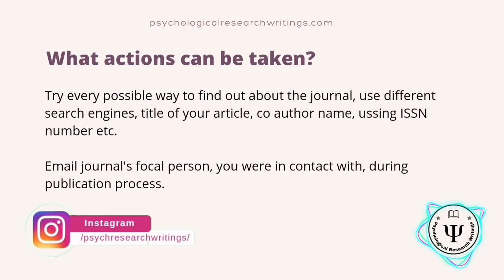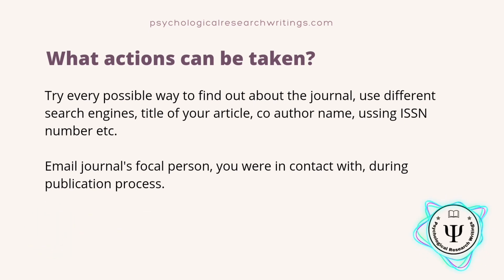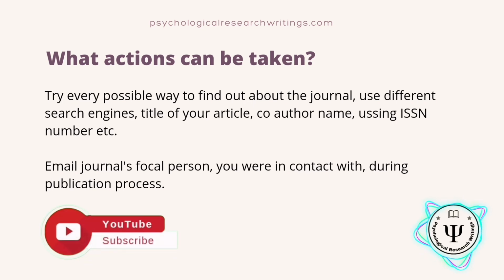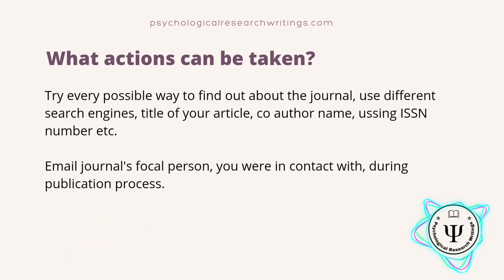So what are the actions to be taken in this case? If you couldn't find the journal online, or the journal could be a predatory journal or anything like this, try every possible way to find out about the journal. Use different search engines, the title of your article, co-author names, the ISSN number, etc. Try to email the journal focal person you were in contact with during the publication process.